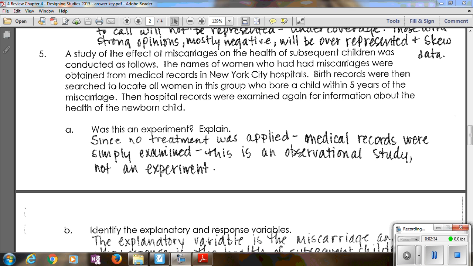I just wanted to put that out there because there are some questions on the test that ask which would be more appropriate, and you want to make sure that you're explicit in telling me why an experiment would not work, or if an experiment would work. So in this case, it's not an experiment. Obviously, we're not forcing these poor women to have miscarriages. We're just identifying them and looking at medical records. So this is an observational study, but we want to make sure that we explain clearly why it's not an experiment, and that's because the treatment was not applied.